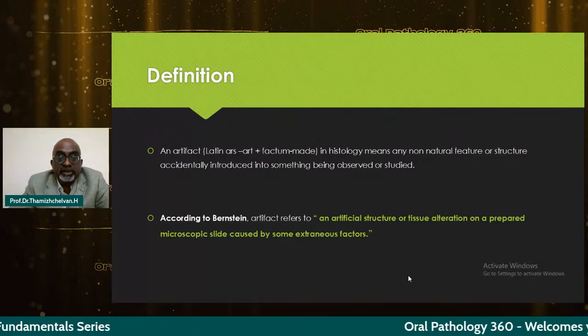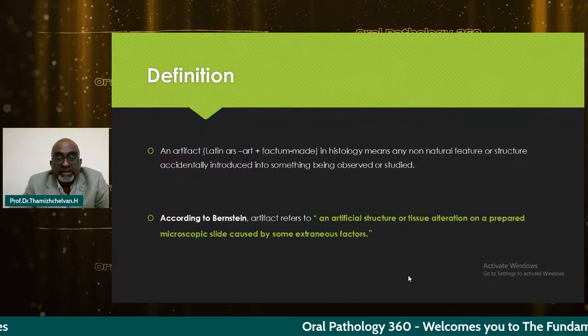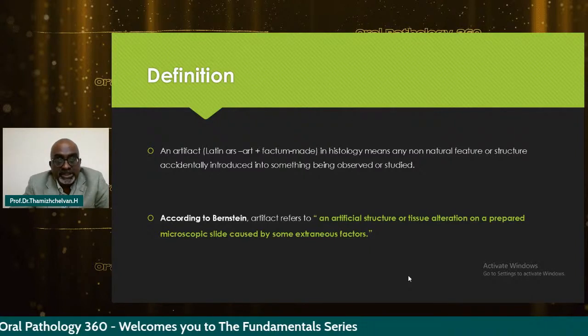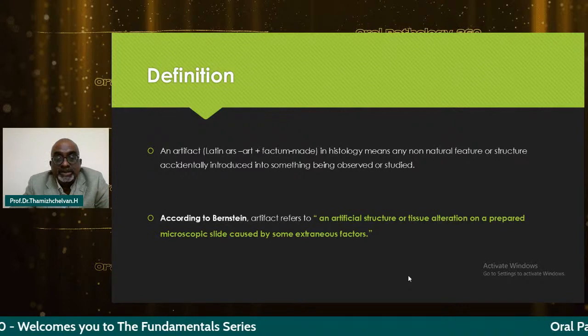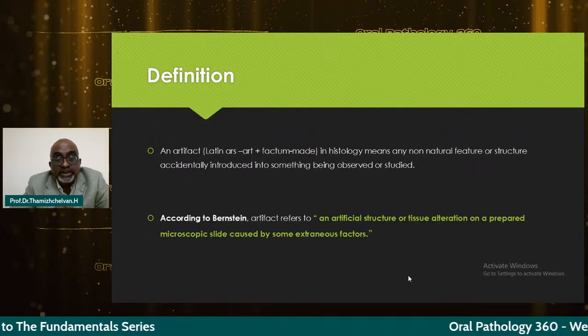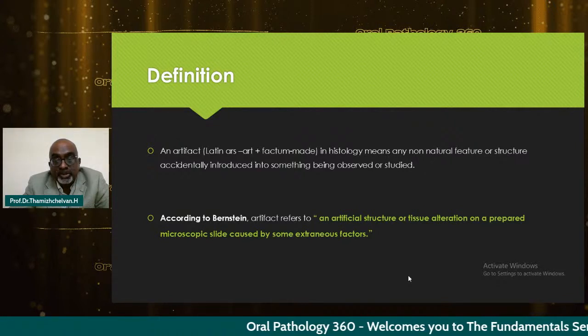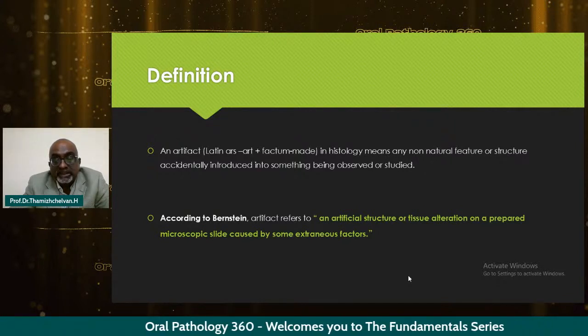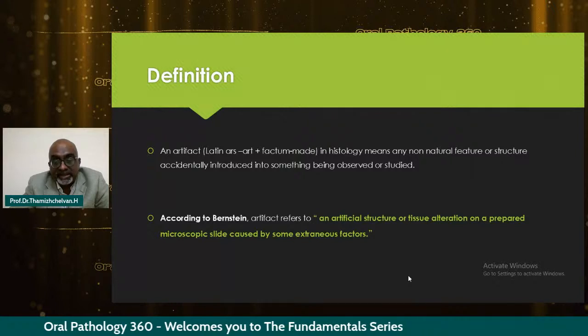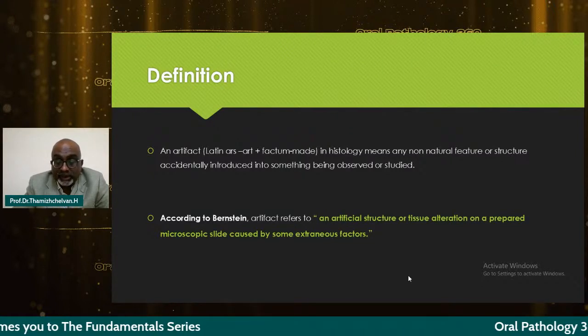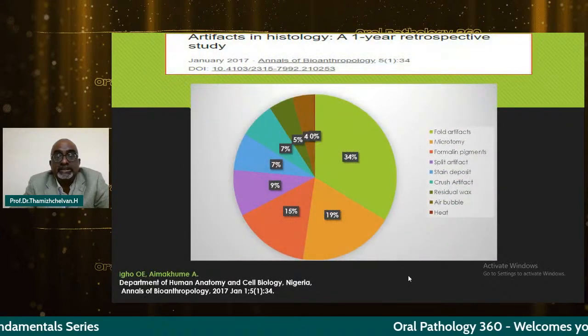The definition of artifact: it is a Latin word, basically meaning art made. In histology, it means any non-natural feature or structure that is accidentally introduced into something being observed or studied. Artifact refers to an artificial structure or tissue alteration on a prepared microscopic slide caused by extraneous factors, but usually these are human-made errors which can be easily avoided. That is what this lecture is going to cover.